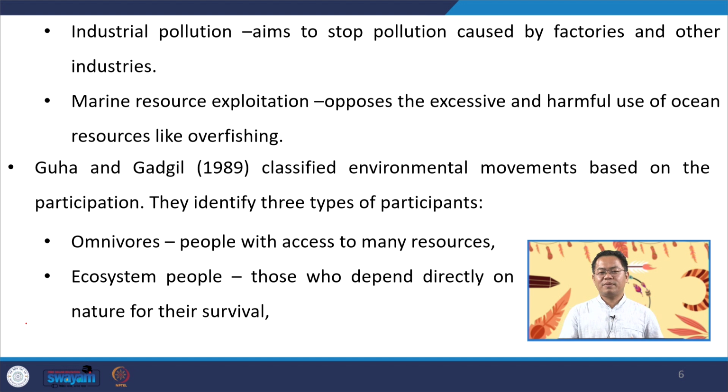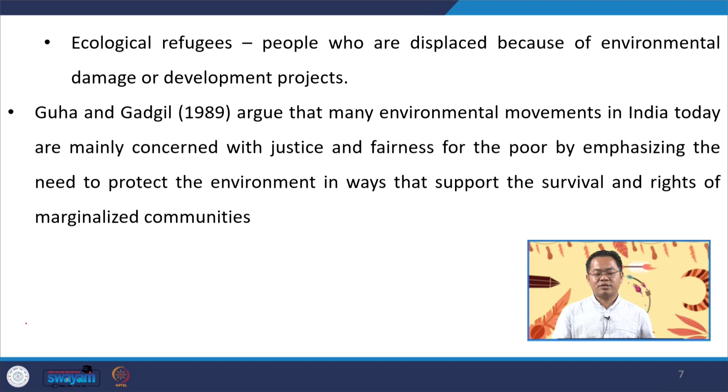The second is the ecosystem people, who are directly dependent on nature for their survival. For example, like I said, forest dependent communities, or people who are entirely dependent on ocean resources because they depend on fishing for their everyday survival. And the third is ecological refugees, people who are displaced because of environmental damage or developmental projects.